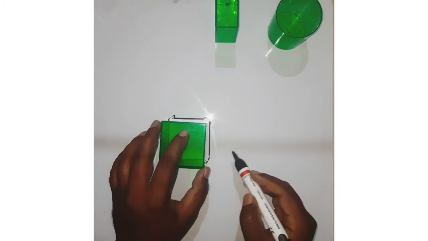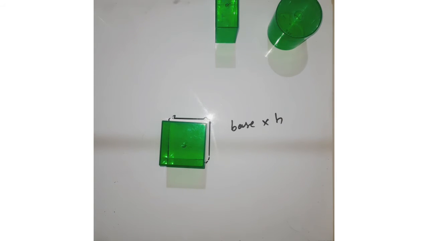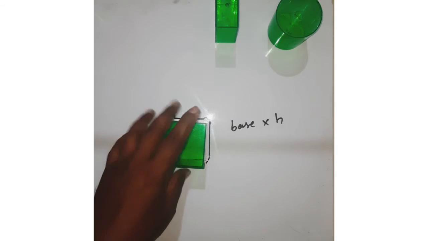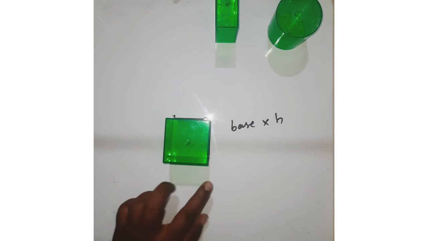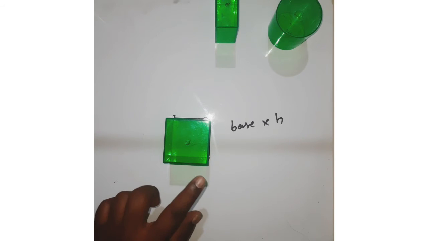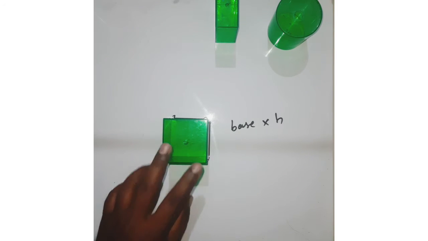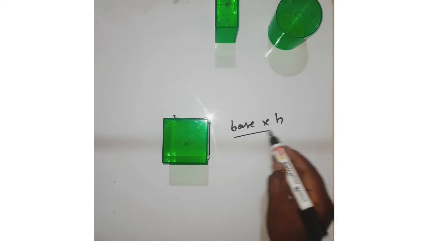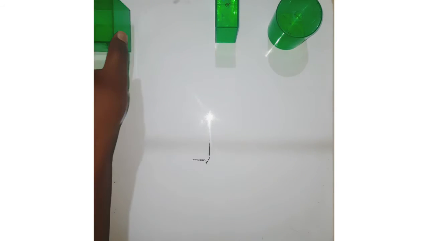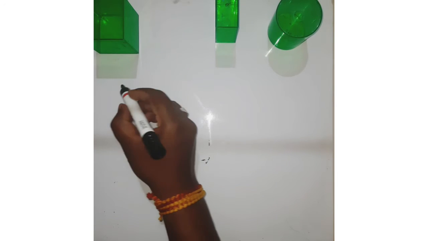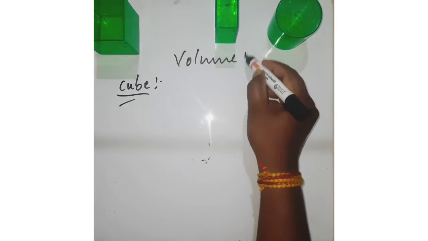So can I say that base area multiplied by height is the space occupied by this three-dimensional shape? Whatever is its base area, the same area it is occupying up to some height, right? Up to this height, the same area of space is occupied by this object. So that is how we define the volume of this cube. Very simple. So let us write the volume for a cube.